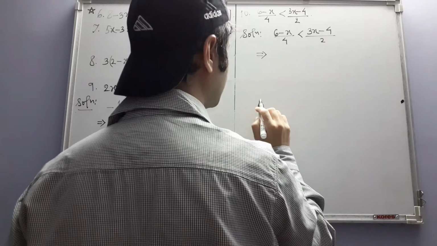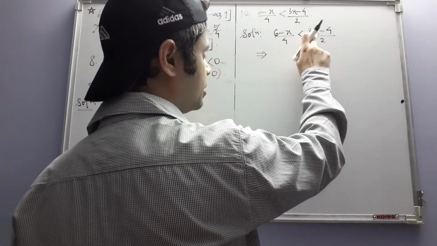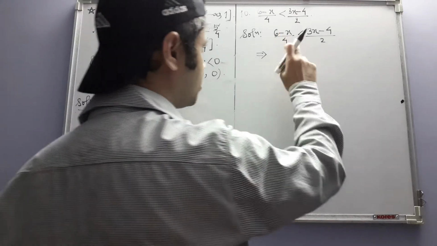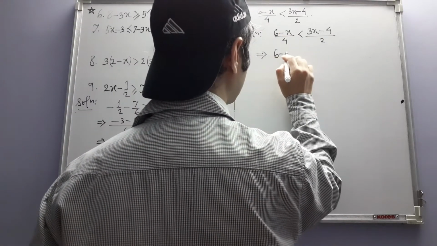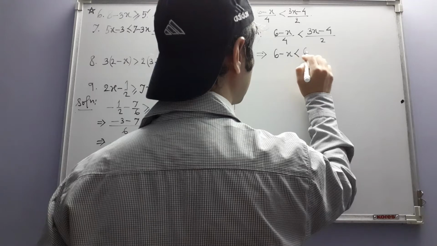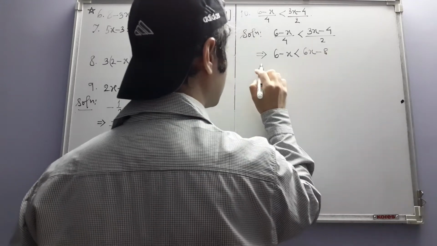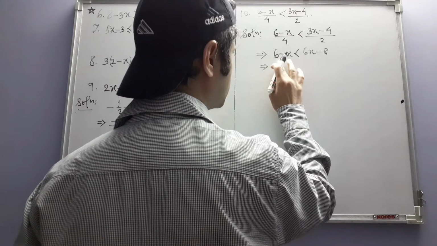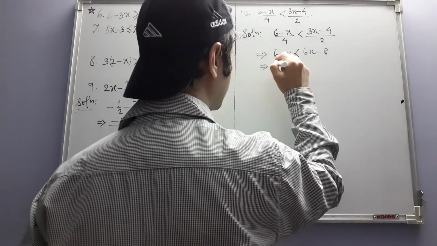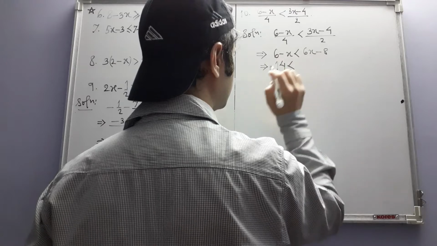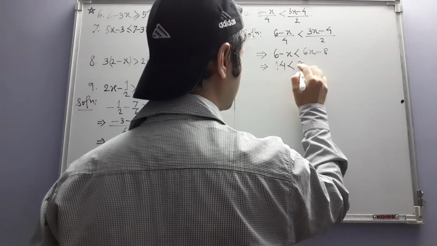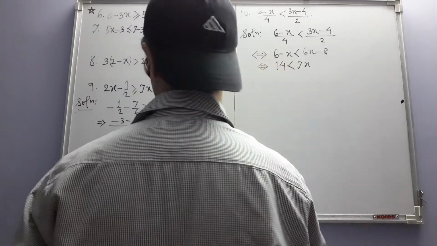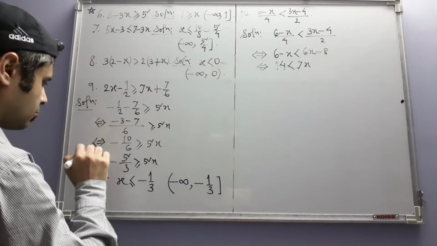You can multiply by 4. On this side, 3x minus 4 will then be multiplied by 2, because 4 divided by 2 is 2, and we will have this. So 6 plus 8 is 14, is less than 6x plus x, 7x.